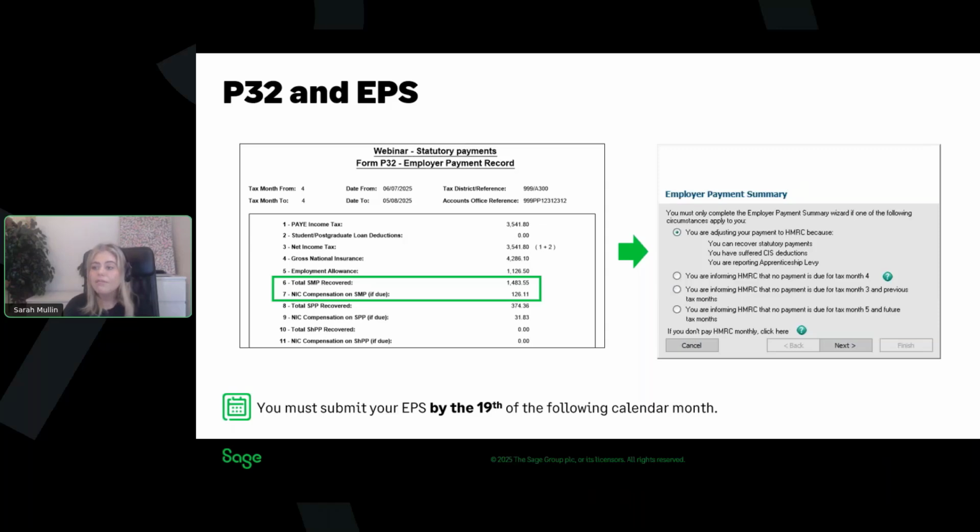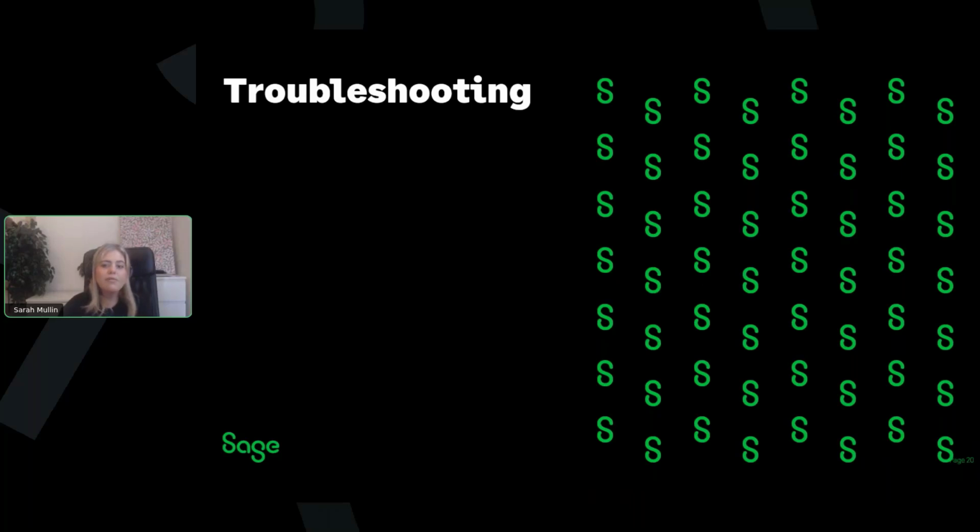Now, you do have until the 19th of the following calendar month to submit your EPS. But again, as it's a year-to-date submission, if you do miss one, anything missed will be picked up the next time round. So that's it on the demo for statutory maternity pay. I did want to wrap things up by looking at a bit of troubleshooting.